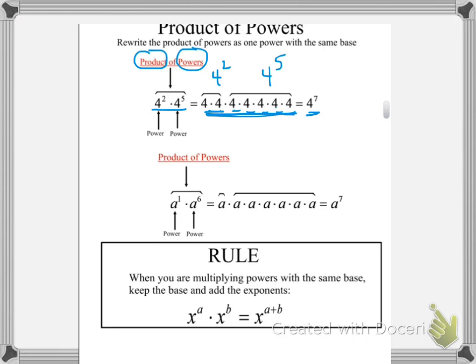Okay, similarly, if I had a base that wasn't an actual number, say a base of a, a variable, let's say I have a to the 1st power times a to the 6th power. Well, a to the 1st power is just a, and a to the 6th power is a repeatedly multiplied by itself, or a represented as a factor 6 times: 2, 3, 4, 5, 6. So this exponent refers to how many times that base is represented as a factor in the repeated multiplication. So here's a times a times a times a times a times a, and here's another a. Altogether, if I were to write that with exponent notation, that would be a to the 7th.